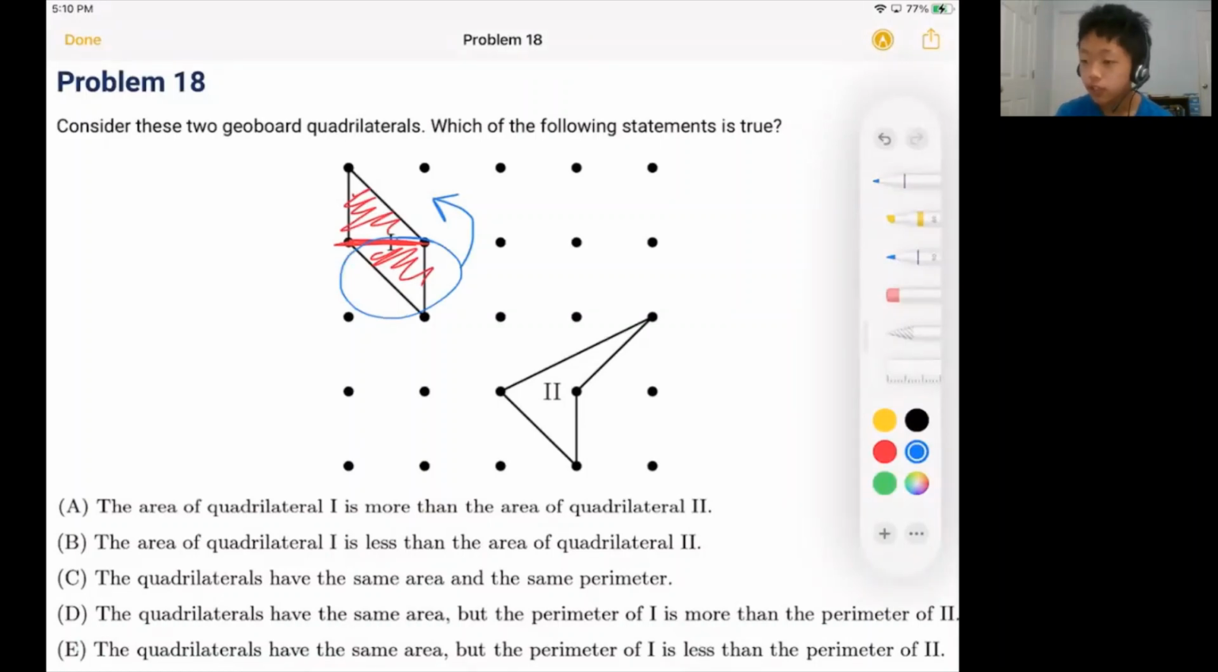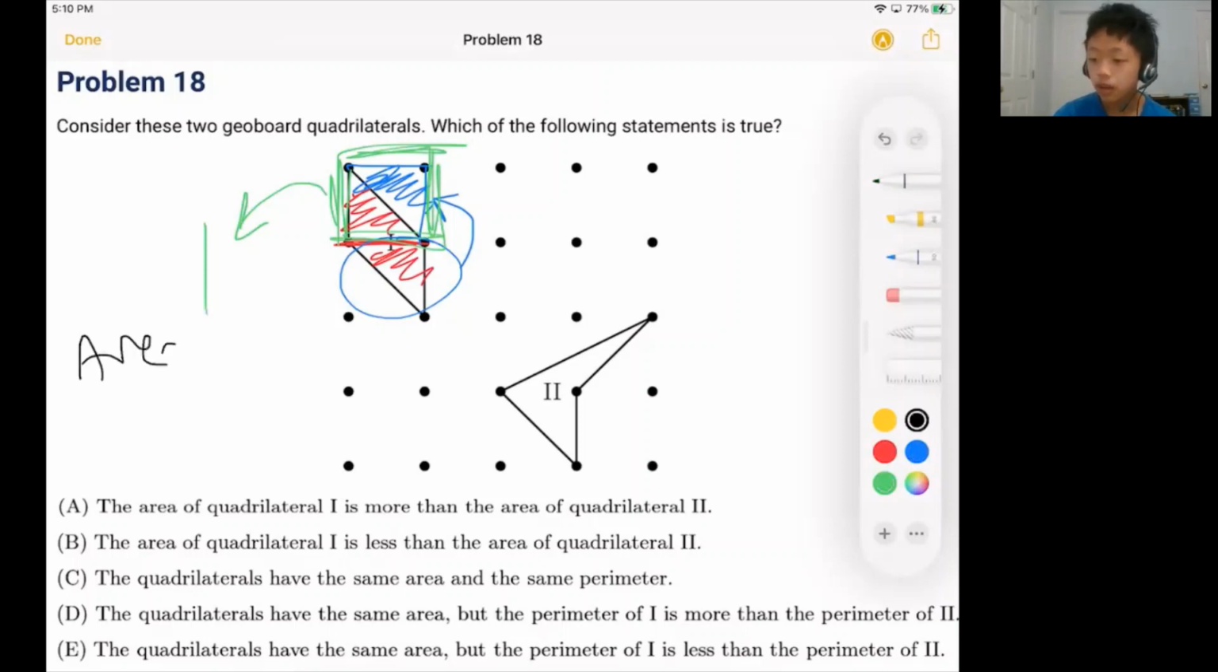Because if we were to translate this bottom red triangle here, I get this blue triangle up here. So the sum of the two red triangles is just the area of this square here. And we know that the area of that square is just 1. So the area of quadrilateral 1 is 1. So the area of quadrilateral 1 is equal to 1.